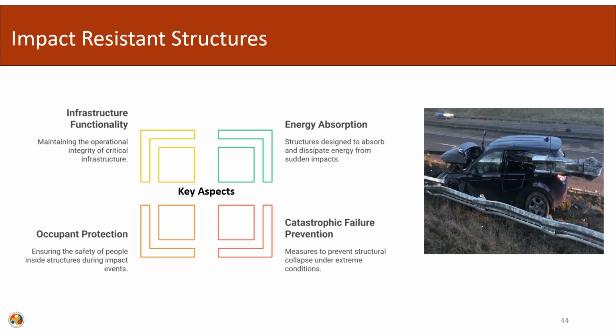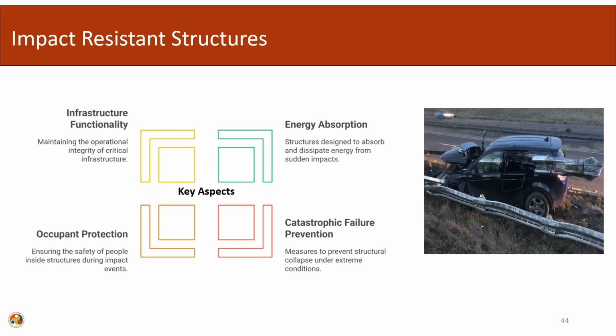Now, we will talk about impact resistant structures. First, infrastructure functionality. We have to maintain the operational integrity of the critical infrastructural system. Even if an impact occurs, our critical components should be functional. Second, energy absorption. The structure should be designed to absorb and dissipate energy from an impact.